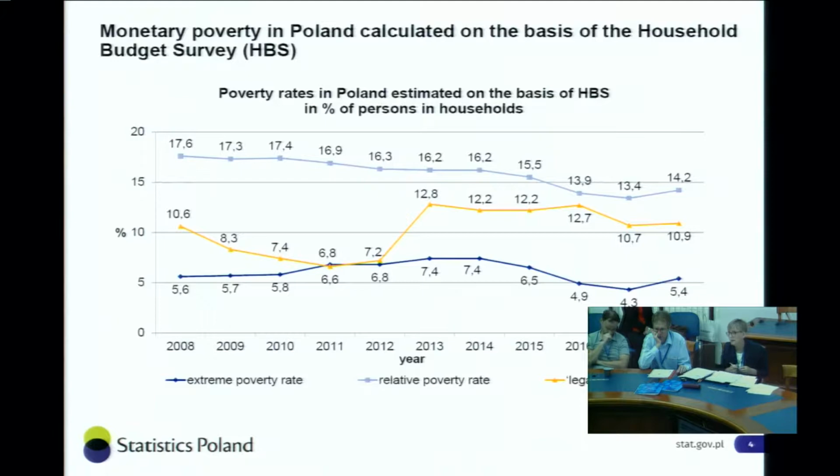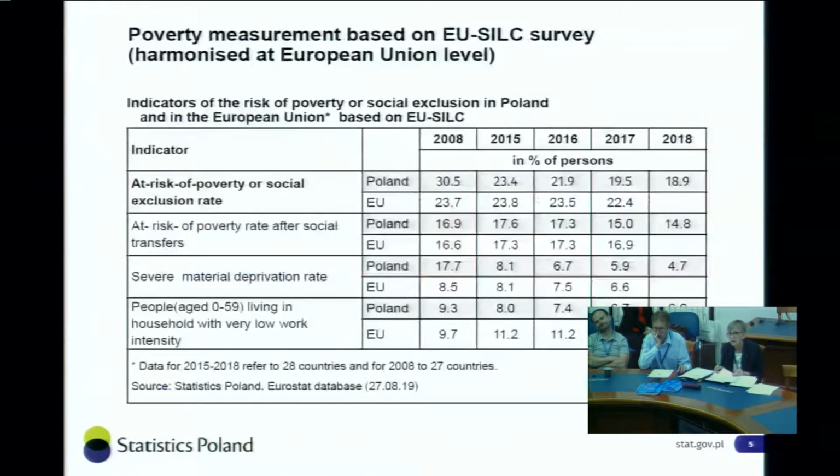So you can see the results. The most important indicator is the extreme poverty rate. This indicator is used for social policy evaluation. But of course we are a member state of the European Union.